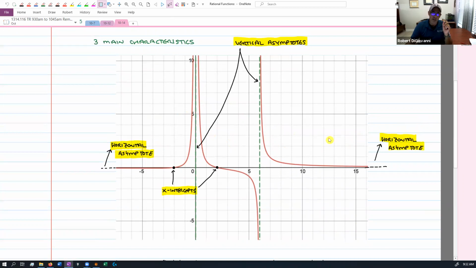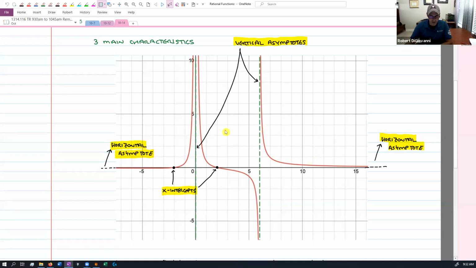So the one part of a rational function that you should be familiar with is called an x-intercept. When we were doing lines, we found x-intercepts. When we were doing parabolas, we found x-intercepts. When we were doing polynomials, we found x-intercepts. So that's anywhere where the graph touches the x-axis.